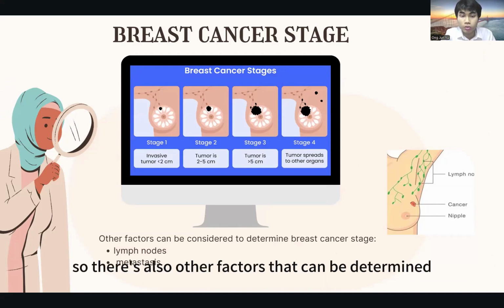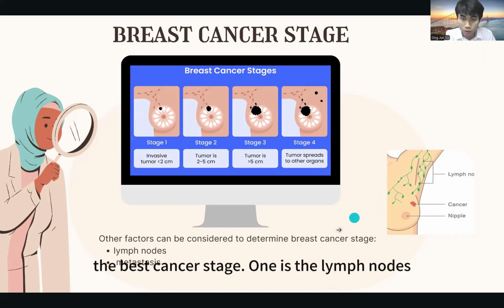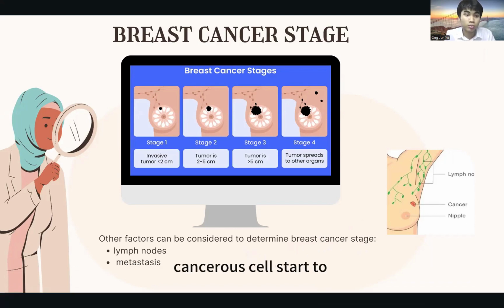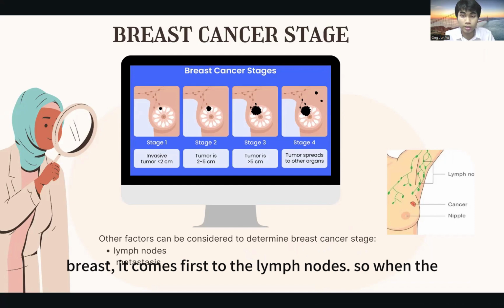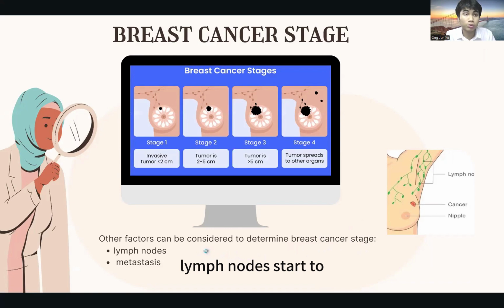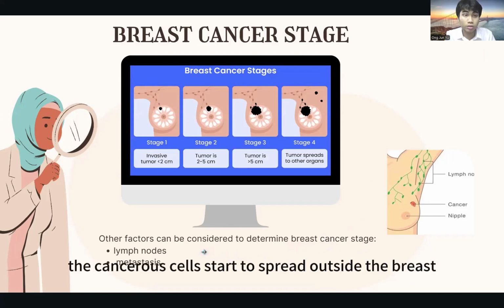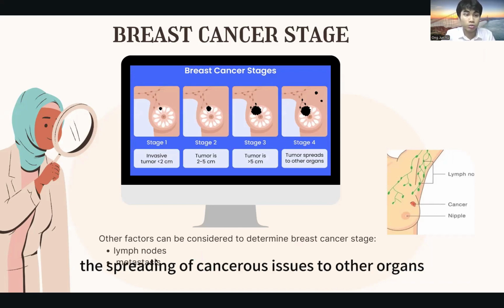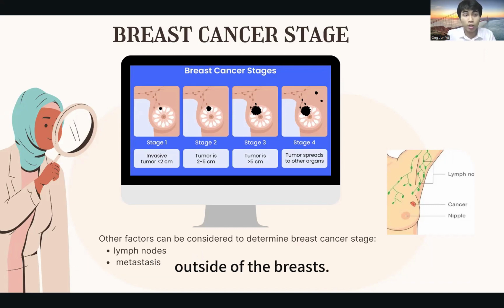So there are also other factors that determine the breast cancer stage. One is the lymph nodes. When the cancerous cells start to appear outside the breast, they will come first to the lymph nodes. So when the lymph nodes start to contain cancerous cells, it means that the cancerous cells start to spread outside the breast. The next factor is metastasis. Metastasis is the spreading of cancerous tissues to other organs outside of the breast.